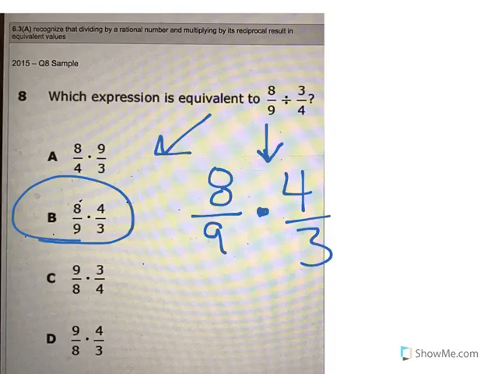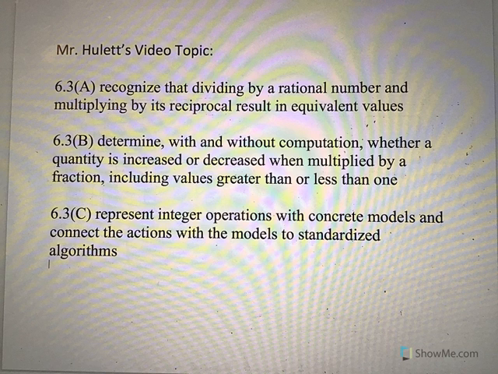So, going back, I did not actually include 6.3c. We'll hit on that later. So in this video, we went over 6.3a and 6.3b. Hopefully this has made sense.